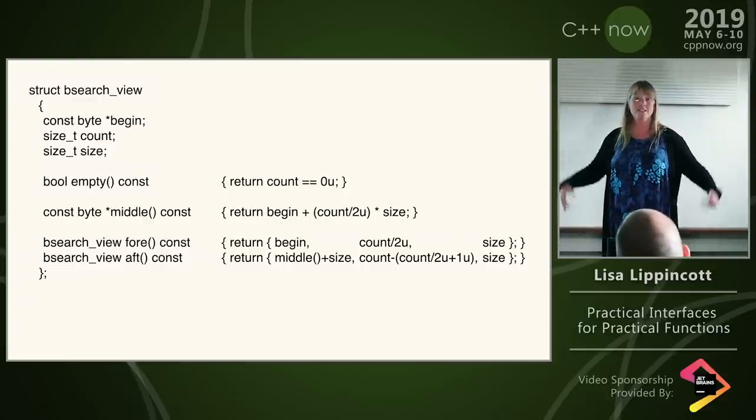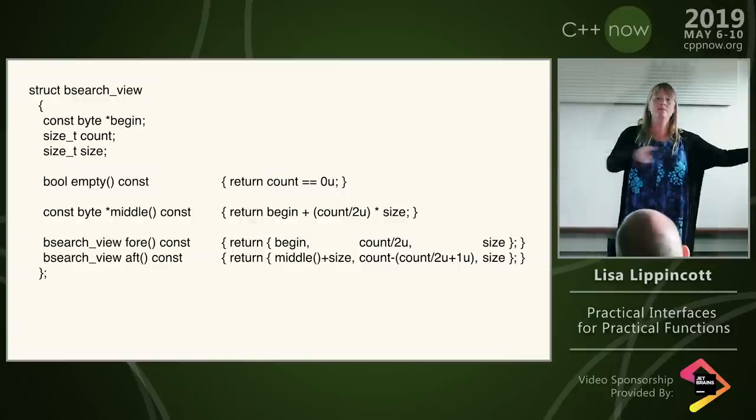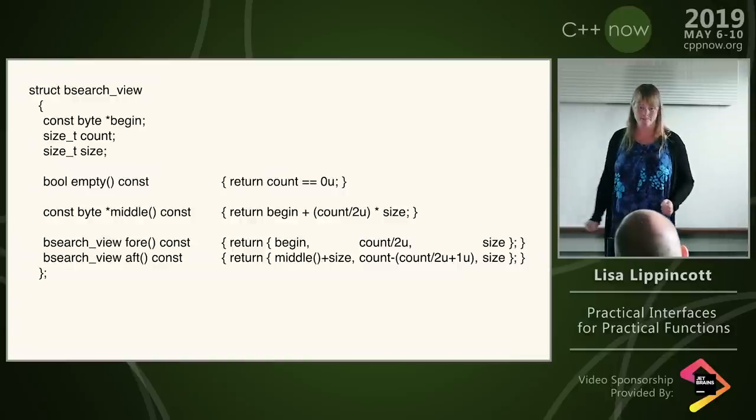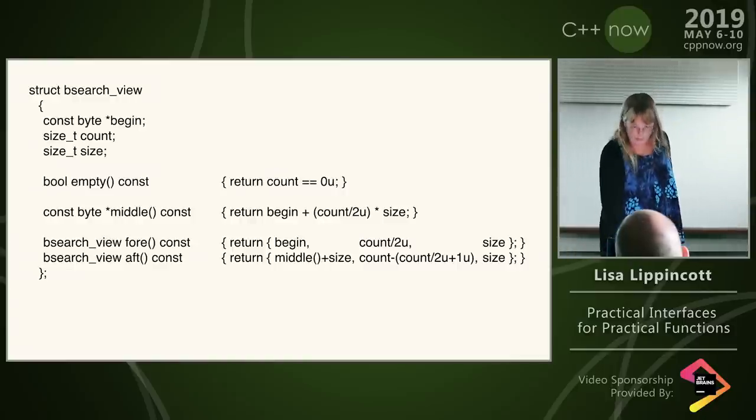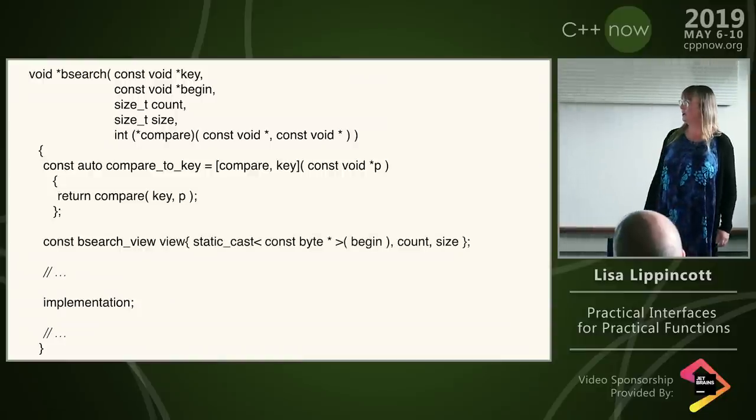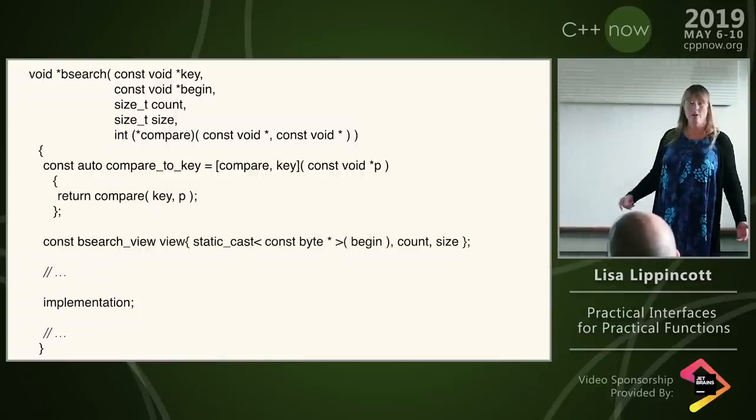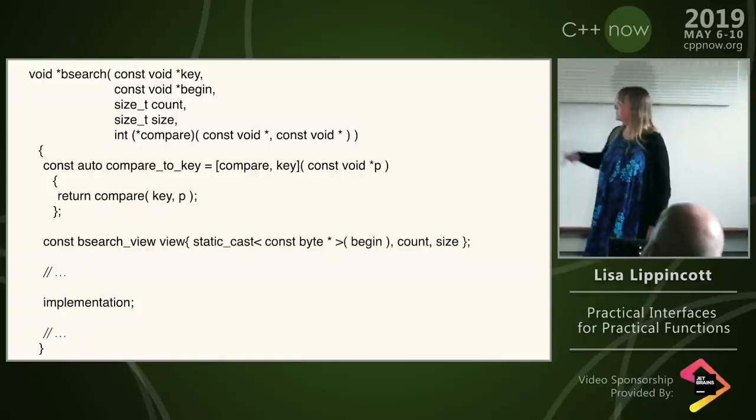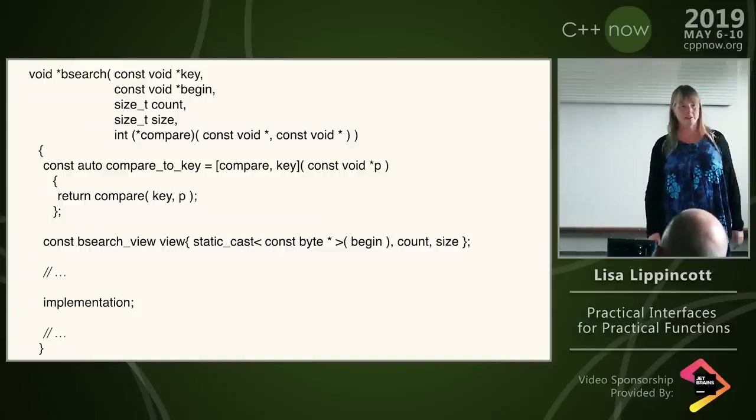So this gives us a tree-like view of something that was originally an array. And we can make use of that. We can initialize one right here. This is where we actually do the cast to byte star because it fit on the screen better.